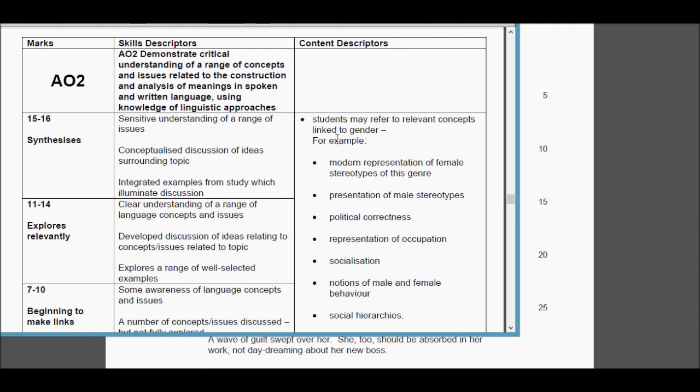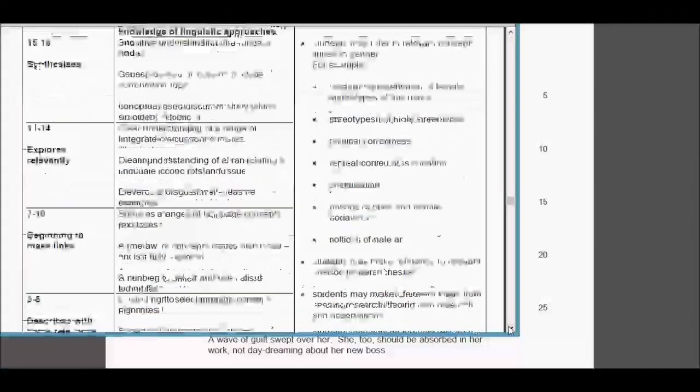So there are many things that you could look at in this extract. It's quite a rich source for any students that have been studying language and gender. The mark scheme and the content descriptors suggest that students could refer to any relevant concepts linked to gender and list a few examples. So the modern representation of female stereotypes of this genre, the presentation of male stereotypes, political correctness, the representation of occupation, socialization, notions of male and female behaviour, social hierarchies.